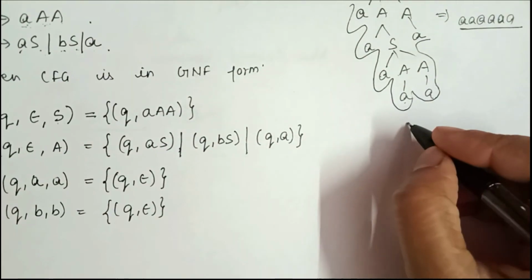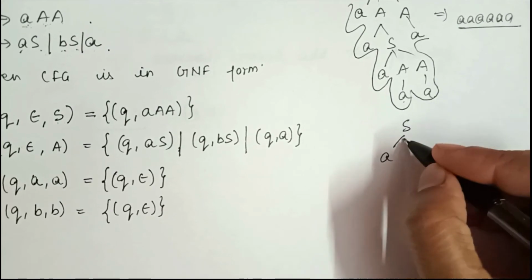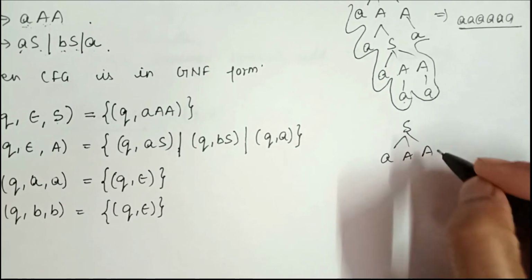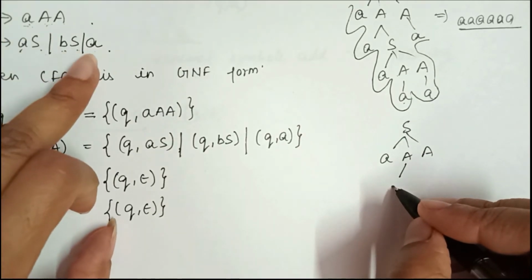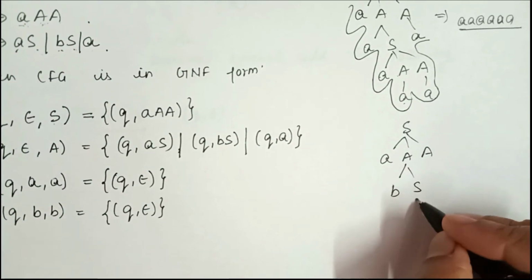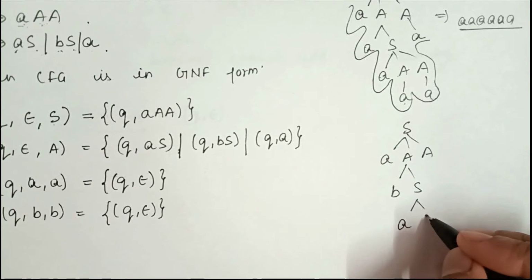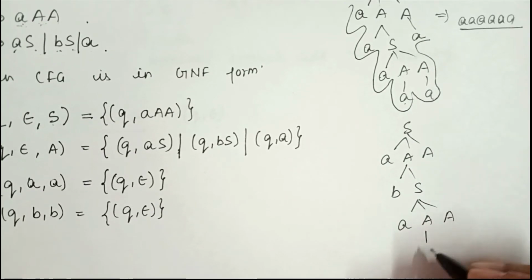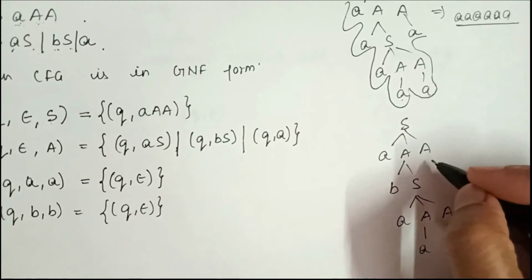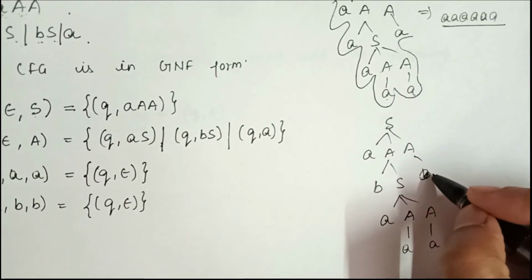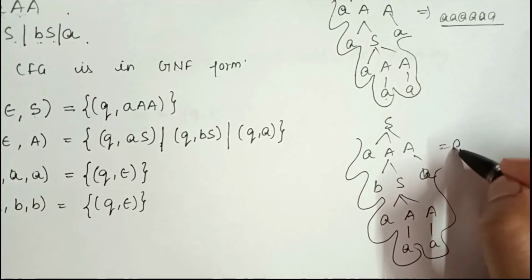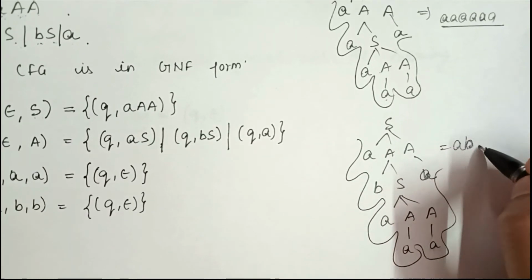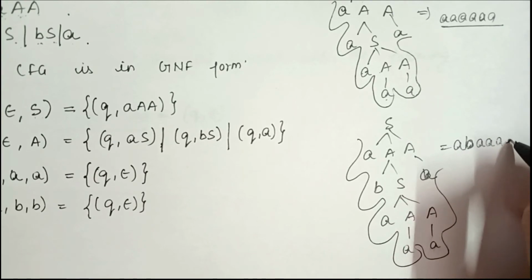Or again we can derive this. So A. This A can be, I will take this A as BS. So BS. Now again this S can be A, and this A can be A and B. So sorry, this is A. So the language produced by this grammar is A, B, 4 times A.